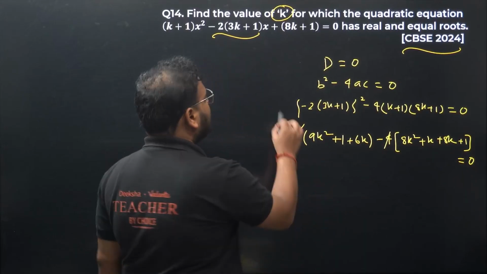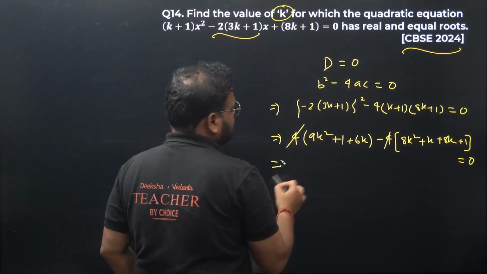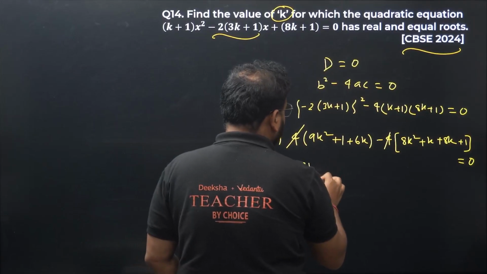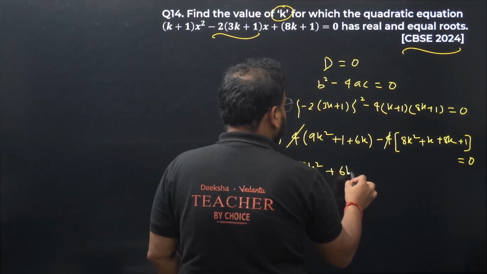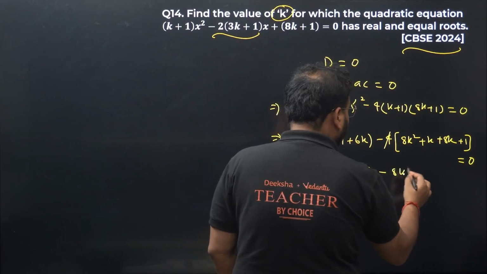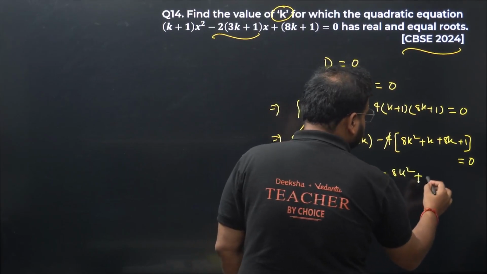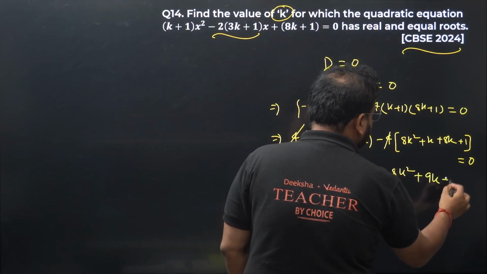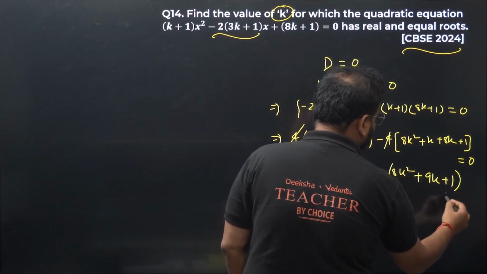Your method to do it, but 4 can be removed from here. Next step, check this out, it's going to be 9k square plus 6k plus 1. 4 is gone, right? I get minus 8k square plus 9k actually and plus 1. This is in the bracket actually.